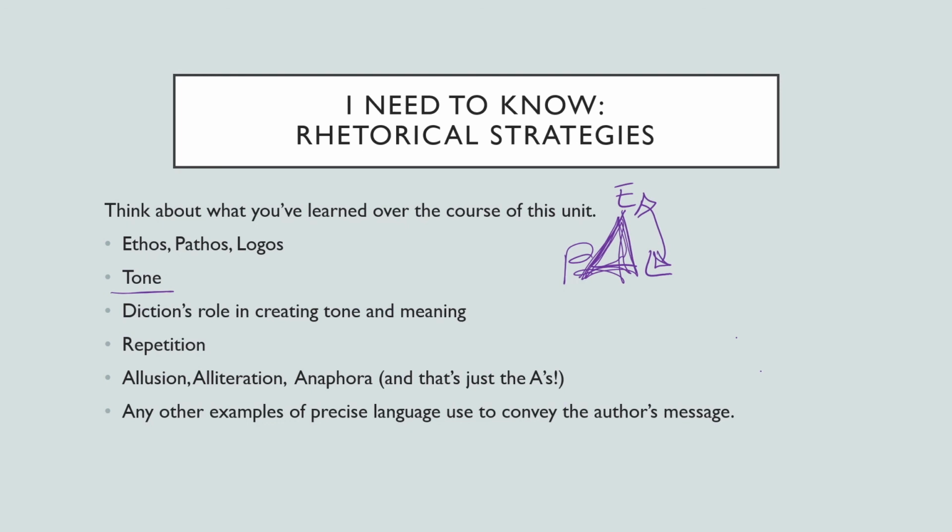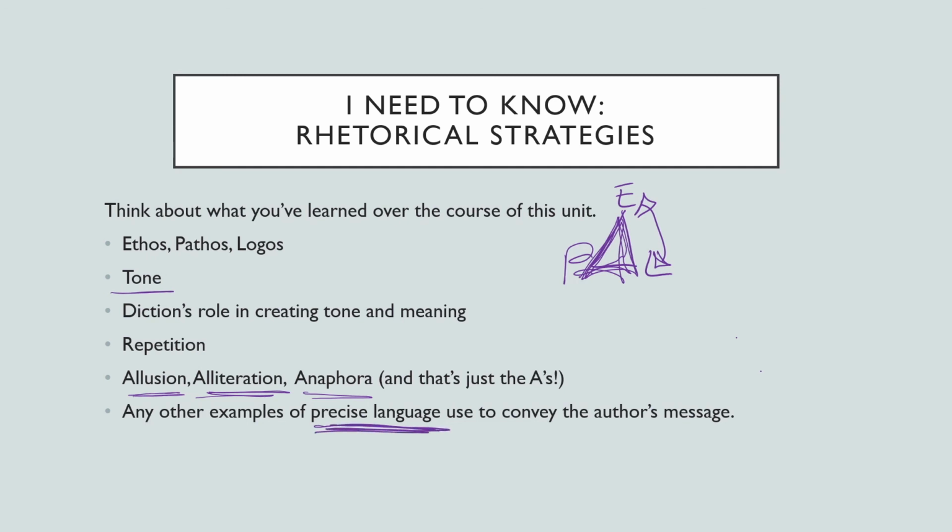Think about some of the specific literary devices we talked about. Allusion, that idea of hinting at one text in another. Alliteration, repetition of consonant sounds. Anaphora, remember that anaphora was that repetition of an initial phrase. Martin Luther King did it really well when he said, I have a dream, I have a dream, I have a dream.